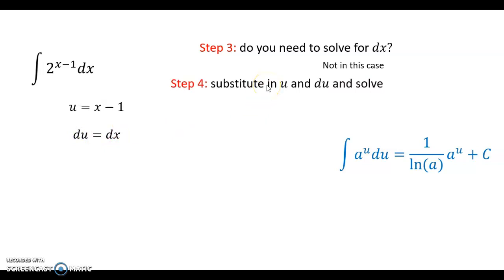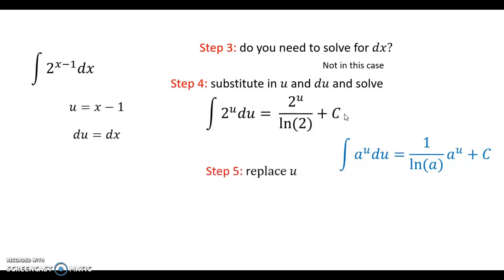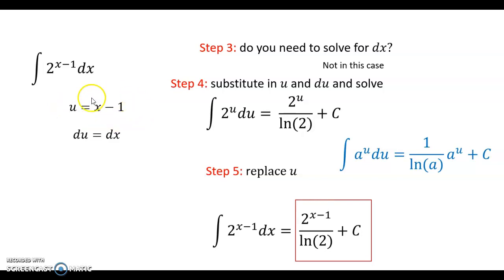Step 4, substitute in u and du, and then solve. So this becomes 2 to the u du. And using this, we know we need 1 over natural log of 2 times 2 to the u power plus c. So step 5, let's replace u with that x minus 1. It'll give us 2 to the x minus 1 divided by the natural log of 2 plus a constant.